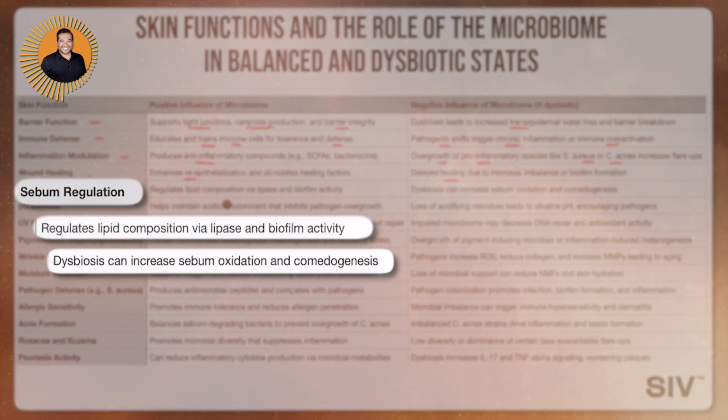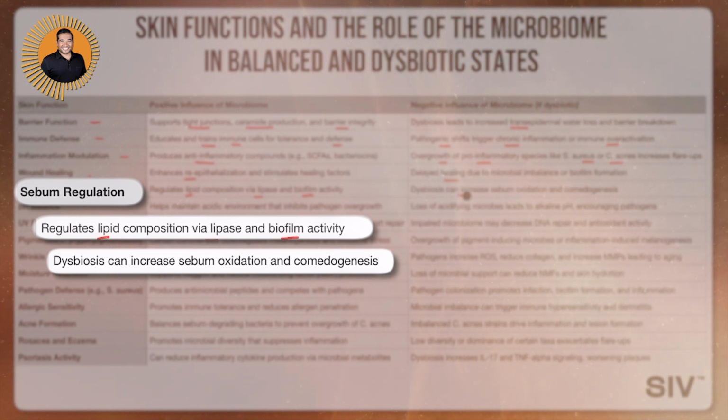Sebum regulation is another big component. It regulates lipid composition via lipase, which is an enzyme, and biofilm activity. So you don't want too much sebum production. Higher sebum production can lead to clogged pores and the development of acne lesions, for example, both on the body and especially on the face. And so when you have good microbes on the skin, they regulate the sebum production and lipid composition. They have enzymes that can break them down. They regulate biofilm production as well.